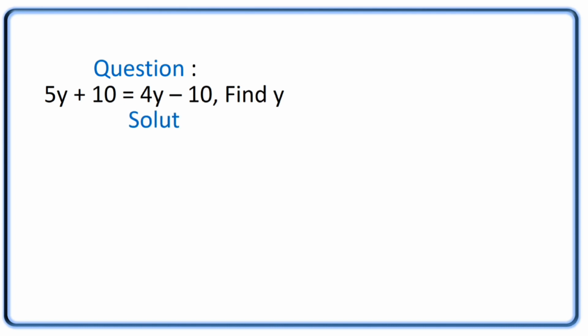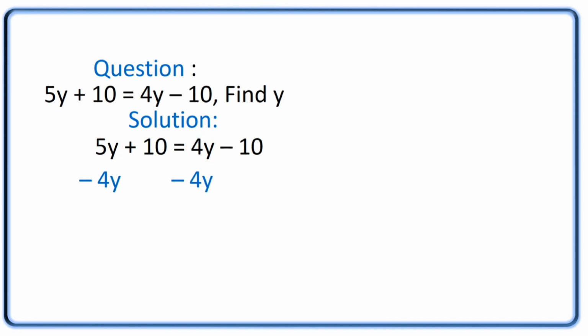Question: 5y plus 10 is equal to 4y minus 10. Find y. Solution: 5y plus 10 is equal to 4y minus 10. If we compare both sides of the equation, 5y is on the left hand side, 4y is on the right hand side. 4y is smaller than 5y. Hence, put minus 4y on both sides. Then, plus 4y and minus 4y get cancelled.